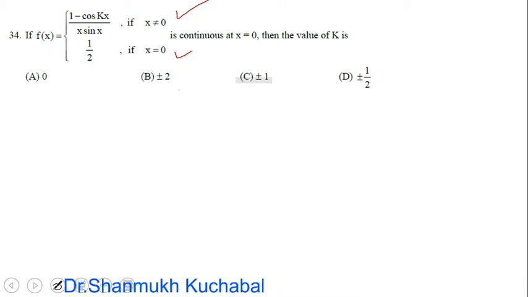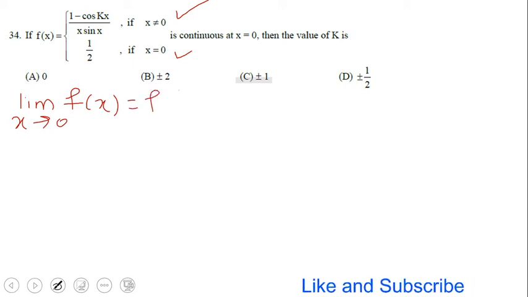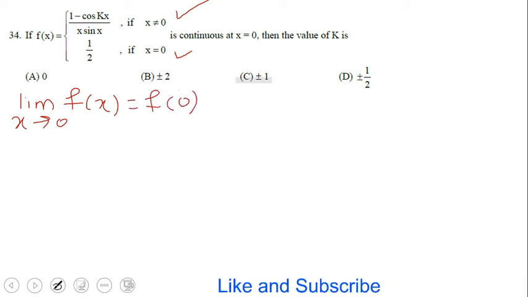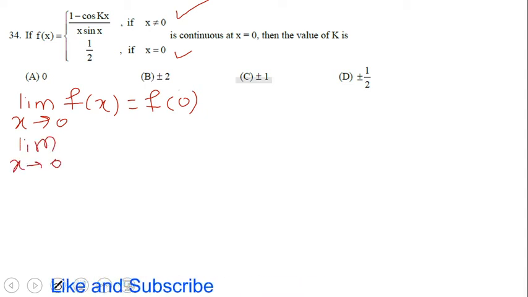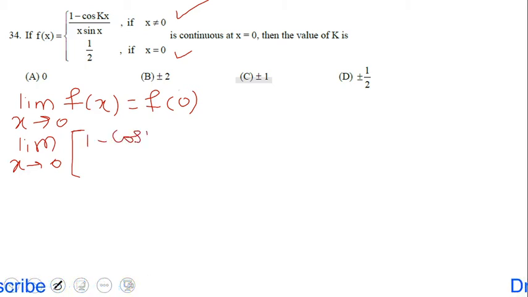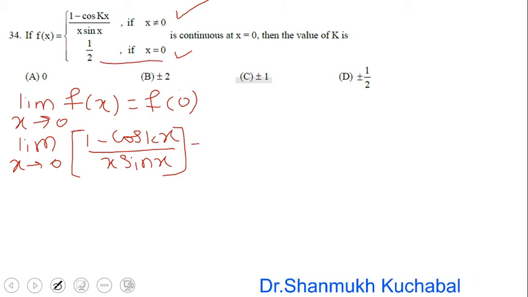Then we have to calculate the value of k here. So it is continuous, so we'll take the limit x tending to 0, f of x as f of 0 here. Further, I take the limit x tending to 0 of f of x, the given function 1 minus cos kx divided by x sin x, and f of 0, the value is 1 by 2.